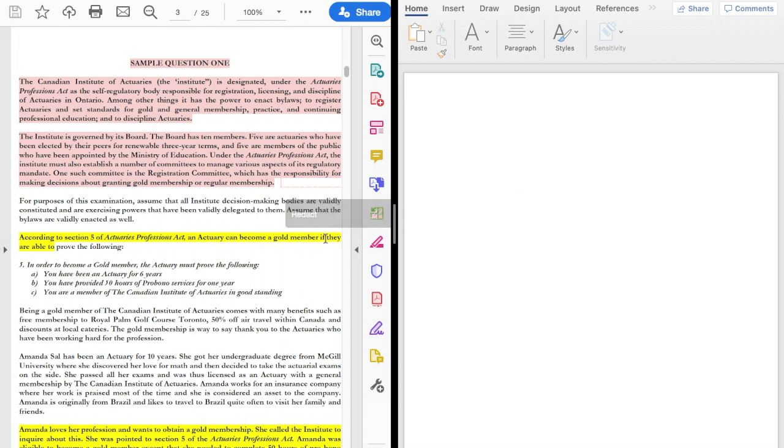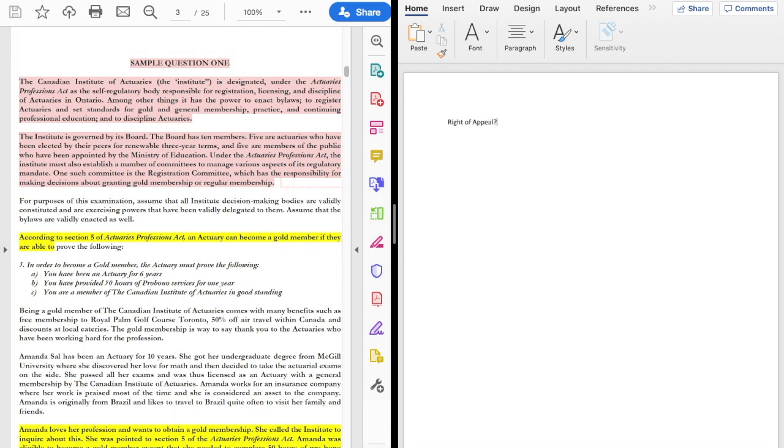Now, the first thing that you want to do, whenever we are looking at an admin law question, is to see: does the statute provide us with any right of appeal? Okay, so right of appeal.